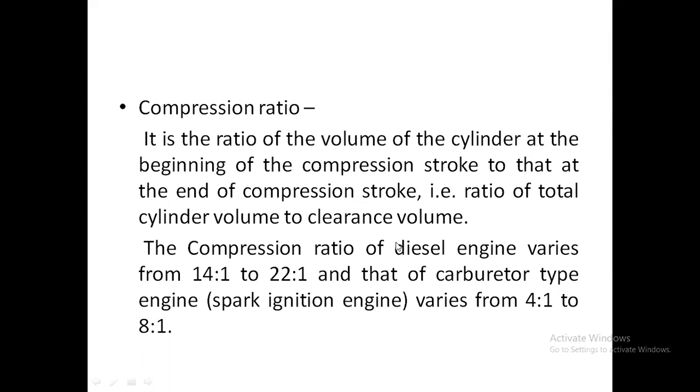Now, the compression ratio for a diesel engine varies from 14:1 to 22:1. And for the petrol type engine or the carburetor type engine, also called the spark ignition engine, the compression ratio varies from 4:1 to 8:1.